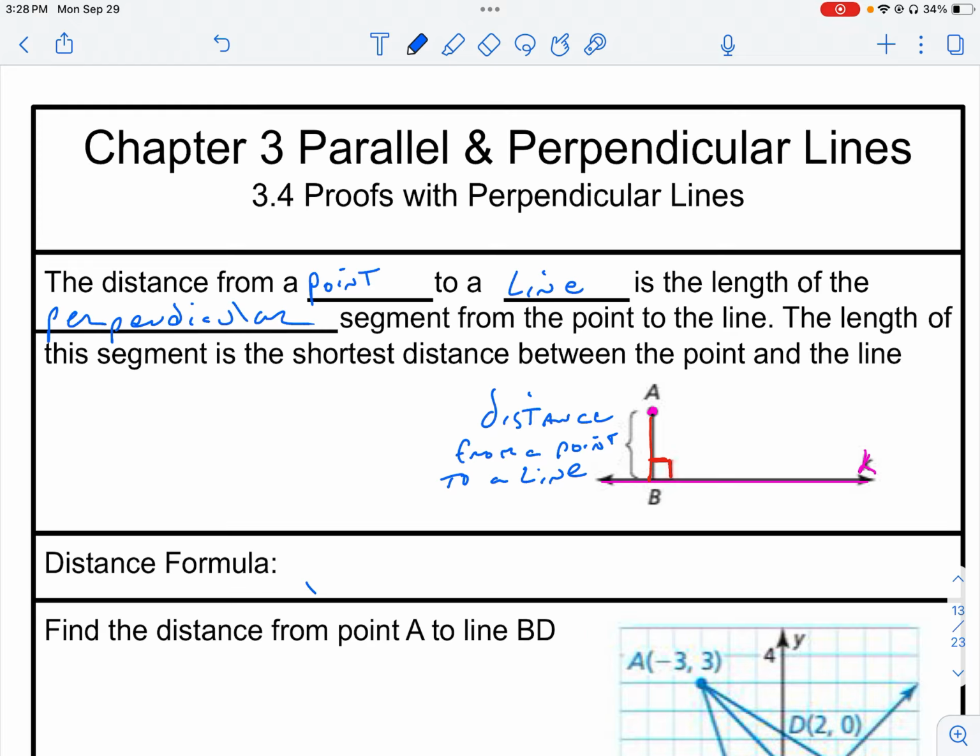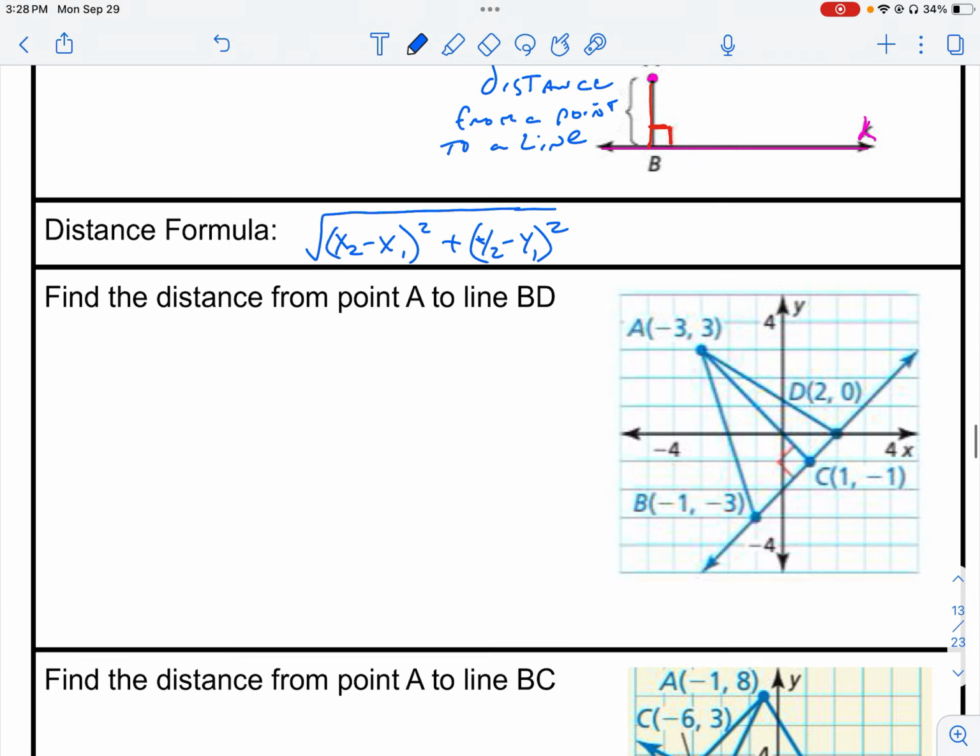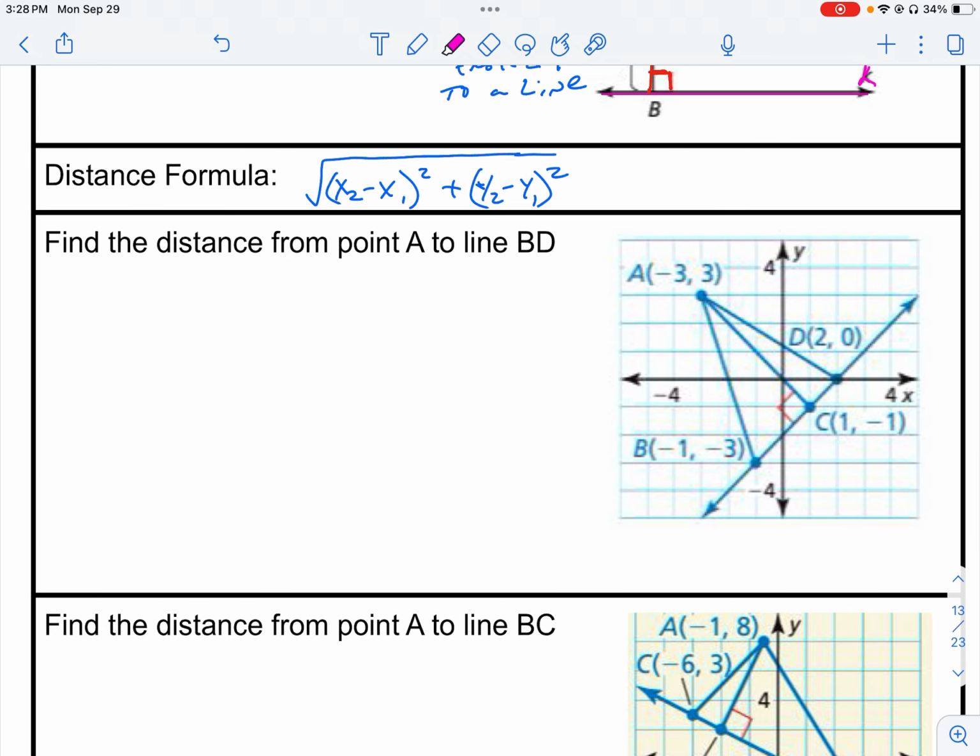So let's recall our distance formula. So we have x2 minus x1 squared plus y2 minus y1 squared. We plug in our points, we find the distance from the line to a point. So find distance from point A, this guy right here, to line BD. BD is right here.